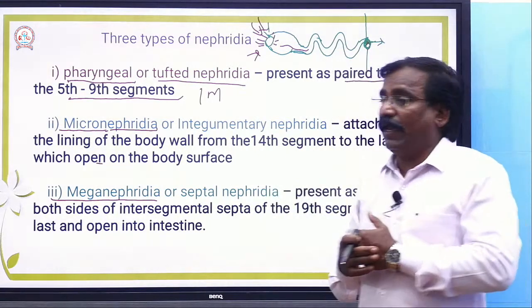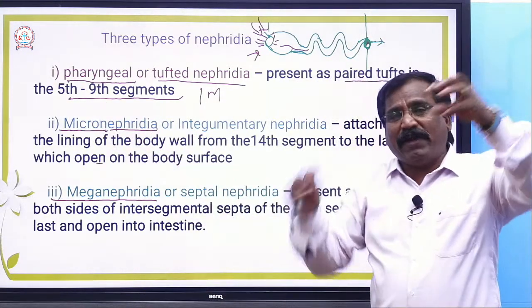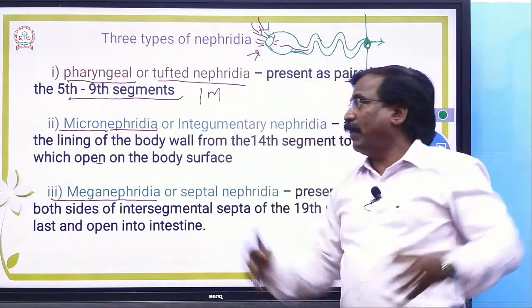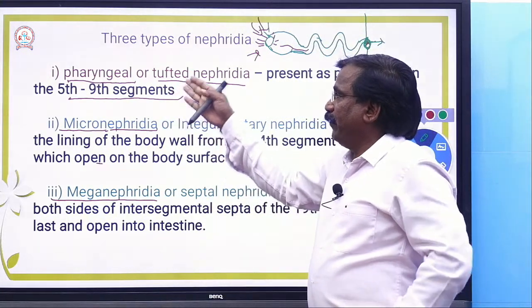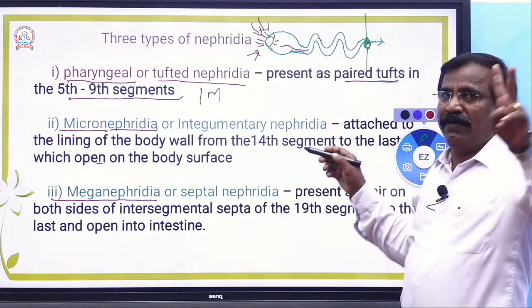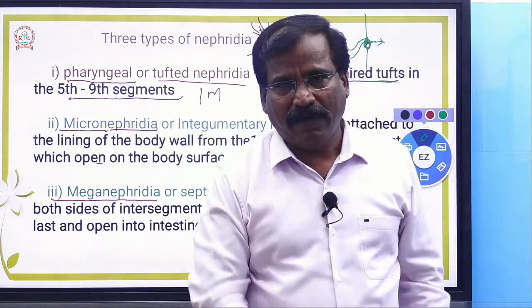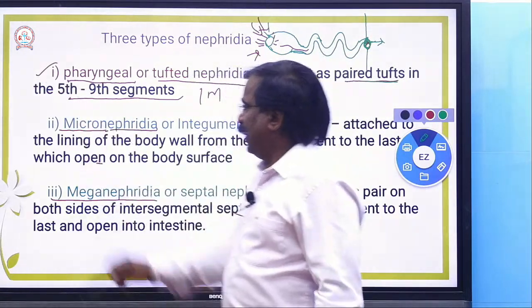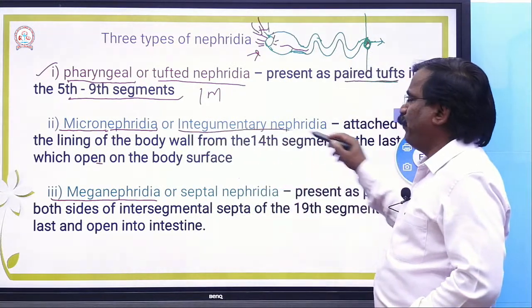Location of the pharyngeal or tufted nephridia: 5th to 9th segments. The pharynx is located in that region only. This is very important: it is a paired tuft, and the location is the 5th to 9th segments. Very clear? Yeah. Then the second is micronephridia, otherwise known as integumentary nephridia.